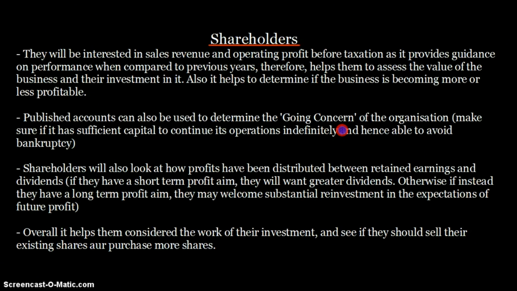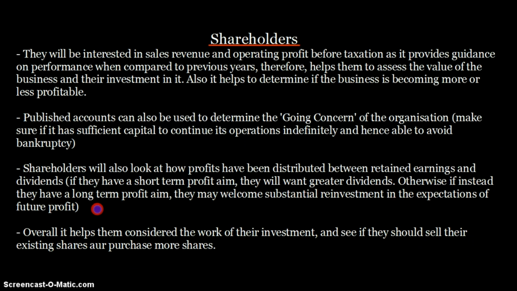So of course shareholders will want to look at the liquidity position and the profitability position of the business. Shareholders will also look at how profits have been distributed between retained earnings and dividends. So of course they want to see how much of the profit was given to retained earnings and how much was given to dividends. Different shareholders will have different views of that. If they have a short-term profit aim, they will want greater dividends. Otherwise, if they have a long-term aim, they may welcome substantial reinvestment in the expectation of future profits.